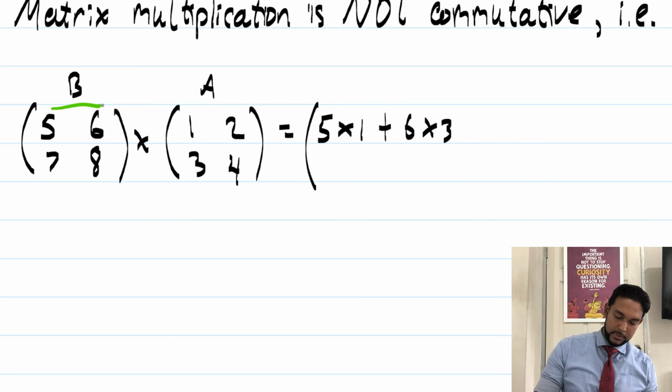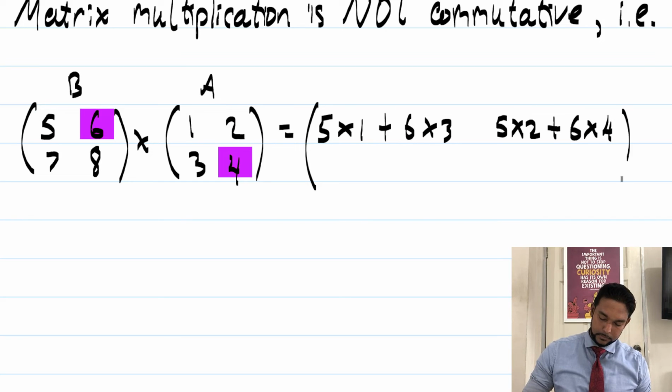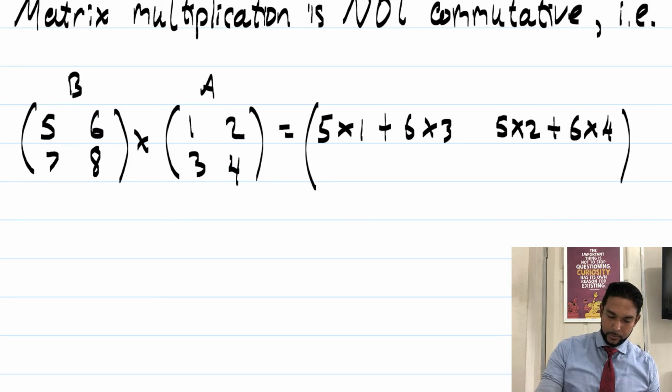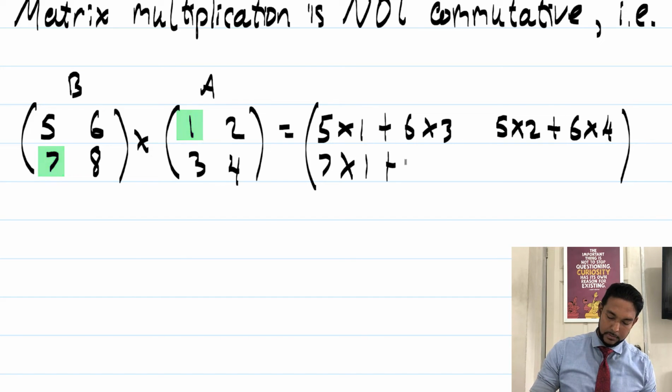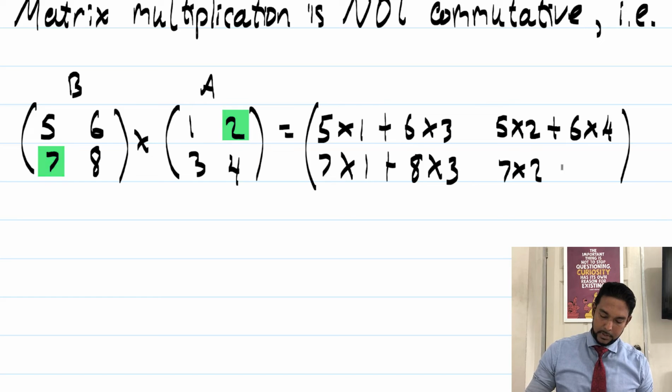And now let's go once again first row but second column. Okay, so that's 5 by 2 plus 6 by 4. Okay, lovely. Now we're going below. So we're going second row, first column. So we have 7 by 1 plus 8 by 3. And now we're going to go second row, second column. So that's 7 multiplied by 2 plus 8 multiplied by 4.